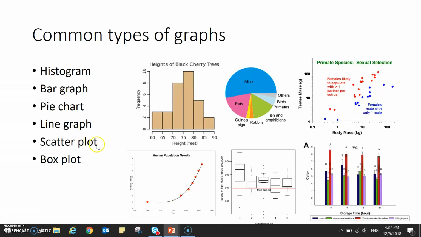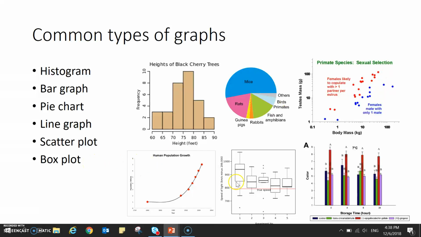Next is the scatter plot. Scatter plot is useful when you are showing the relationship between two different variables. In this case, looking at this scatter plot, you are looking at the relationship between testis mass as well as the body mass of the animal. So by looking at this scatter plot, you can see that the higher the body mass, the higher the testis mass, as you can see this trend over here. Scatter plot is quite useful before you even go on to do a line graph, because you can see a trend that you are not able to expect.